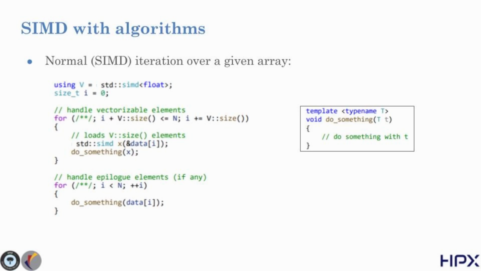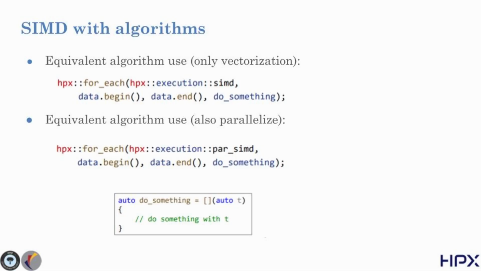So yes, vectorizing loops is more complicated. You have to split the vectorized part from the tail and maintain 2 paths of logic. But wouldn't it be nice if we didn't have to write this boilerplate ourselves? And here is where HPX comes in, where you can just write hpx::for_each, hpx::execution::simd, data.begin, data.end, and then call our function do_something. And then HPX will automatically vectorize the loop and handle the leftover tail elements for you.